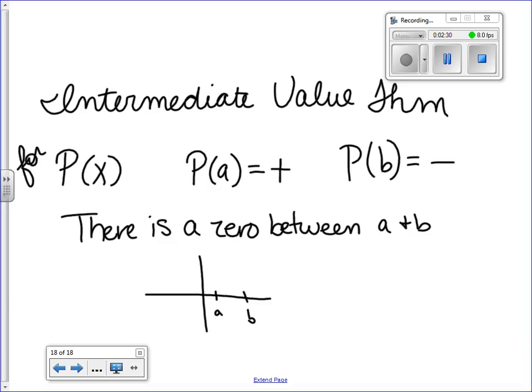Here's a, here's b. If I was drawing my graph and a was a positive answer, then by the time I got down to b, it's a negative answer. Then somewhere between a and b, I had to cross the x-axis to get from positive to negative. So somewhere between a and b, there's a zero. Okay?